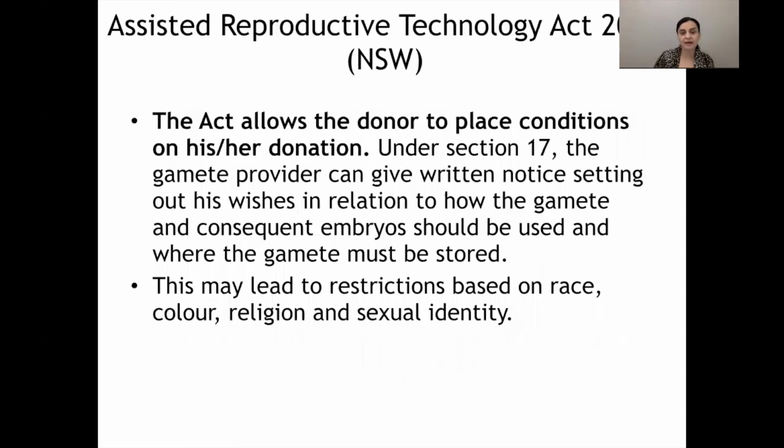So the Act allows the donor to place conditions on his or her donation, and this is actually really quite interesting. Under Section 17 of the Act, the gamete provider can give written notice setting out the wishes in relation to how the gamete and consequent embryos should be used and where the gamete must be stored. So the gamete donor can clearly indicate restrictions on race, colour, religion and sexual identity.